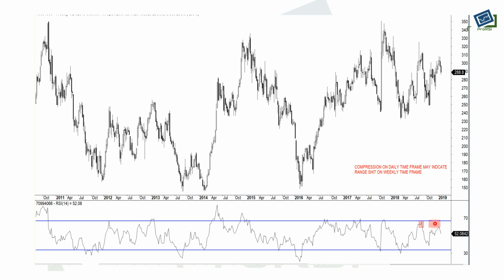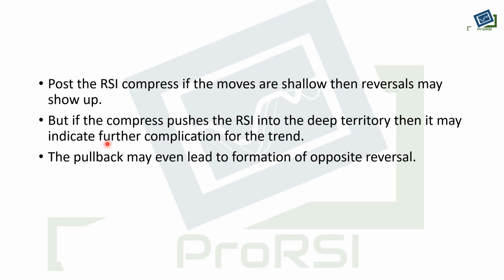So similarly, what can happen when we see a compression going on an early time frame. After the compression, after the move, there is a pullback, and what we have to see is whether this pullback causes a range shift on the daily time frame or not. So post the compression, RSI compression, if the moves are shallow, then reversals may show up. Now what happens if we are getting compressions on the RSI and the move doesn't take place as we are expecting it? The move is not very big, the move is a shallow move, then it may create a positive reversal. But if the compression pushes the RSI deep, then it may indicate further complications for the trend.